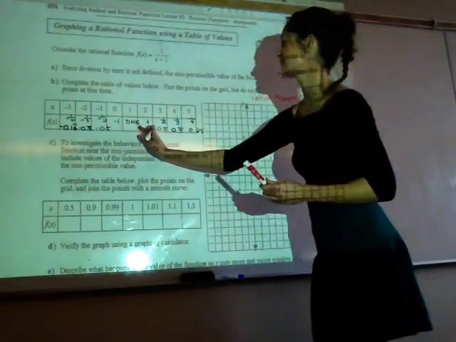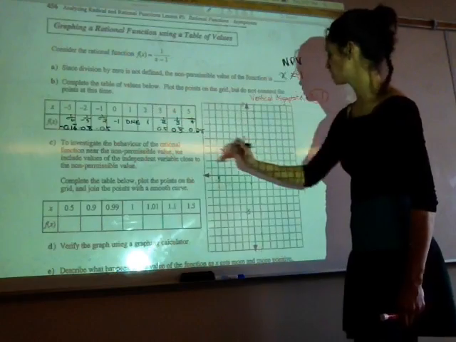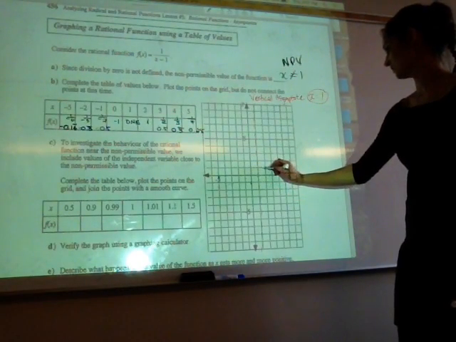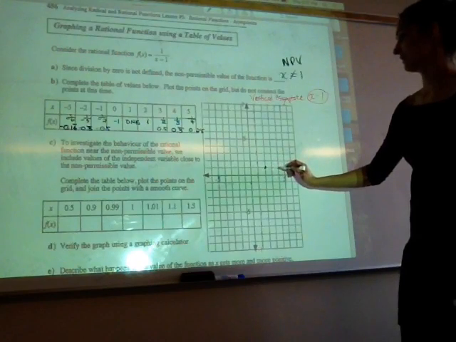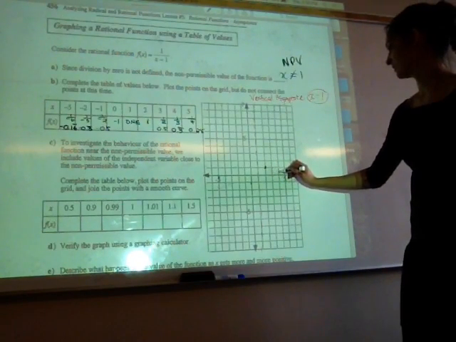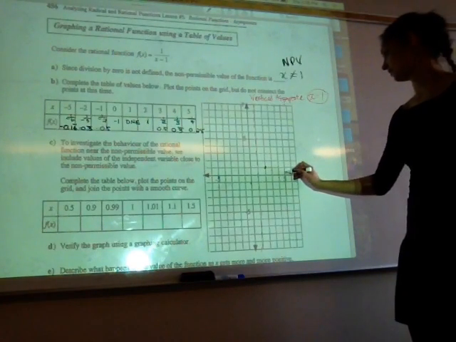Okay, now on the positive side, when x is 1, the graph did not exist. When x is 2, we're at 1. When x is at 3, we're at a half. When x is at 4, we're at 0.3 repeated. And when x is at 5, we're at 0.25.